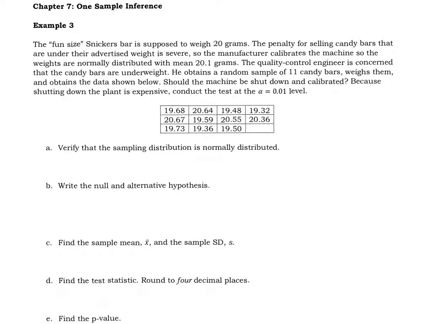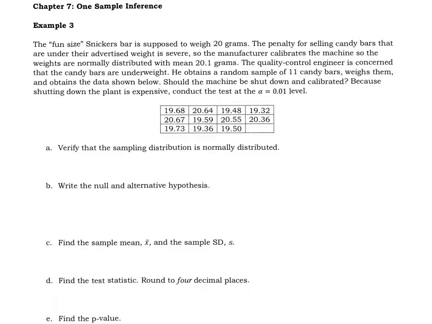All right, and then our final example for chapter 7, for that matter. The Funsize Snickers bar is supposed to weigh 20 grams, and there is a penalty for selling candy bars that are under their advertised weight. It's pretty severe. So the manufacturer calibrates the machine so that the weights are normally distributed with a mean a little bit above that, 20.1 grams.